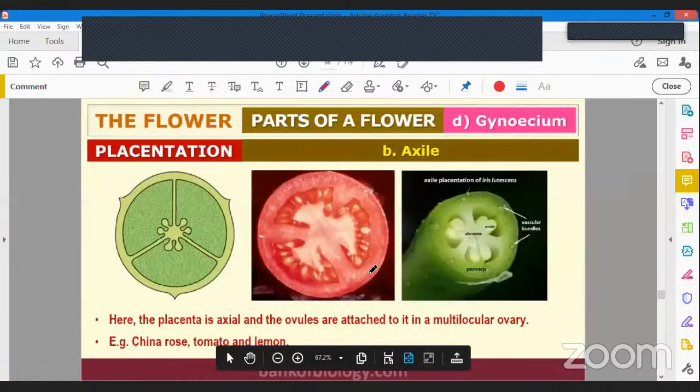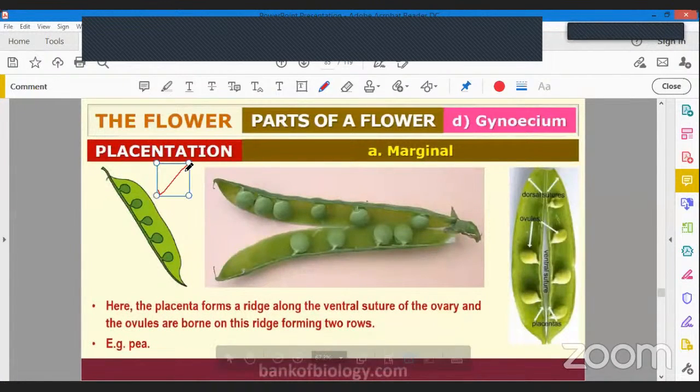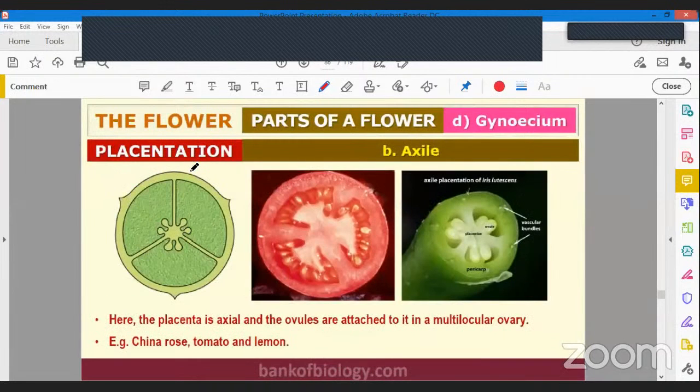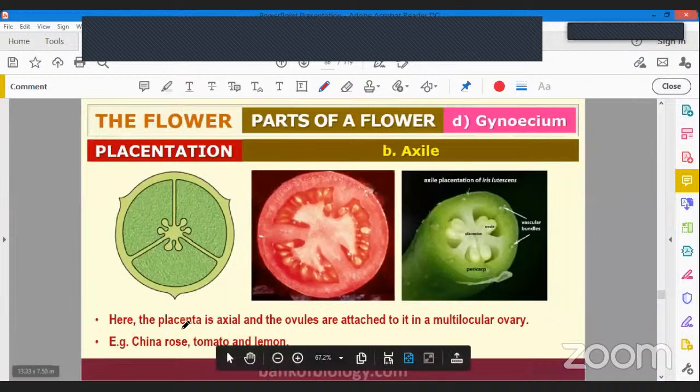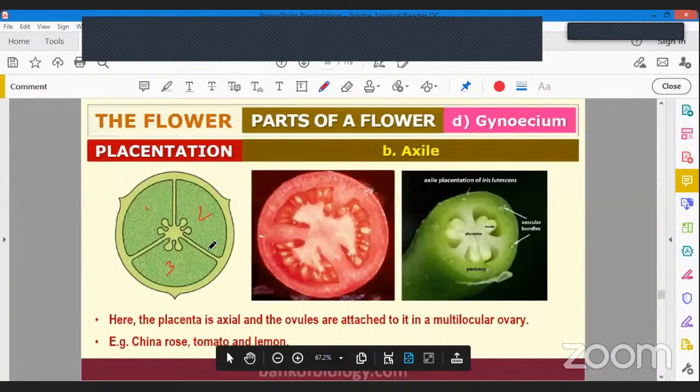So also take down this diagram so that it will help you. Next we go to axial placentation. So what is axial placentation? Here the placenta is axial, that means at the center, the axis, and the ovules are attached in a multilocular ovary. Can you see here? One, two, and three, a multilocular ovary. So what are locules? Locules are the regions where the ovules are placed. Examples: China rose, tomato, and lemon.